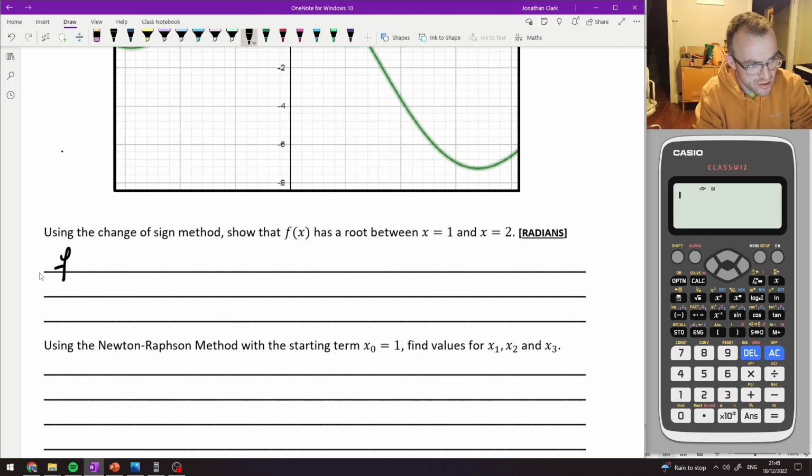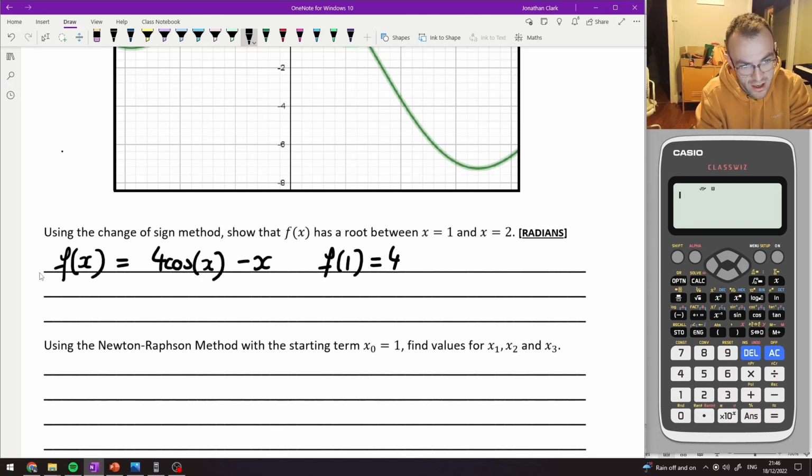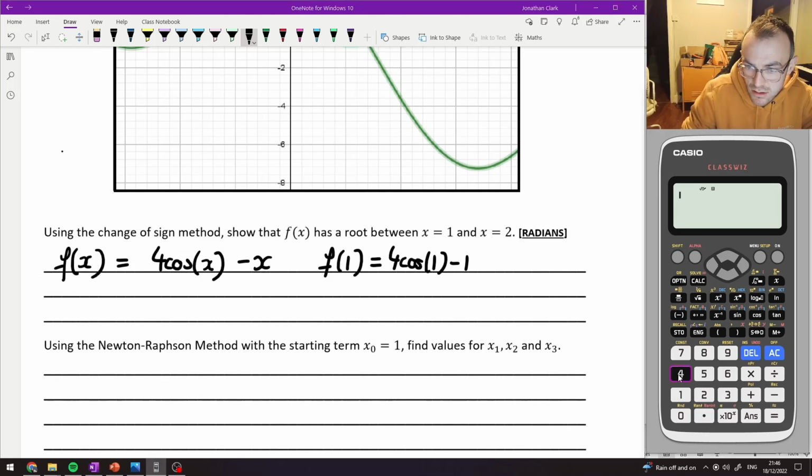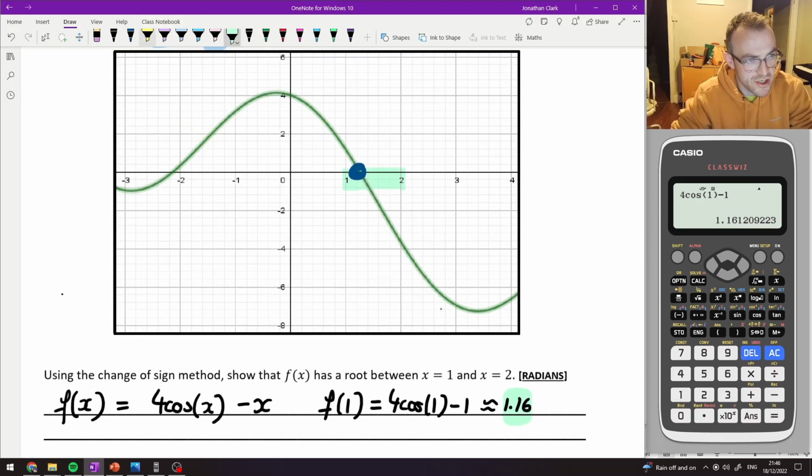So the original function is 4 cos x take away x. We're going to make sure that we're working in radians as well. So I'll type both of these in. f of 1. Let's see what that is. So that works out as 1.16. So that's positive. That does seem to match here. So that's good news.